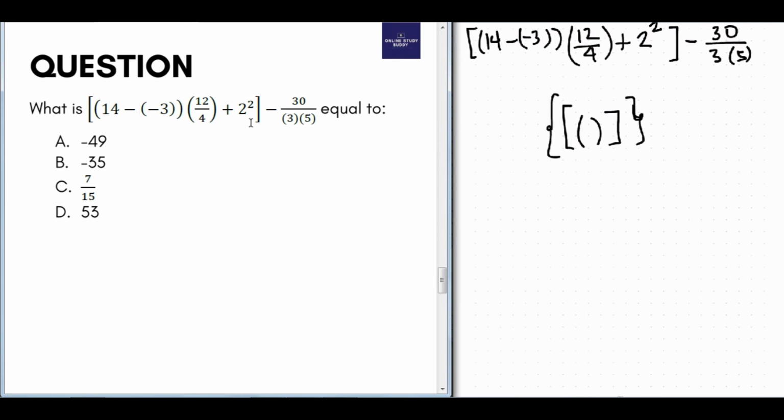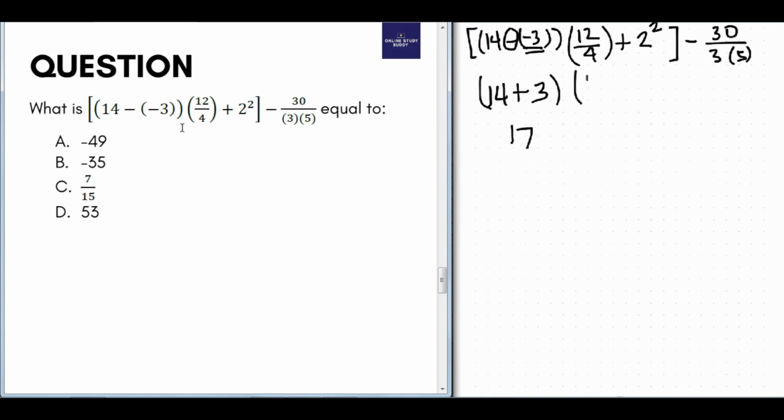Tapos, if kailangan mo pa rin i-enclose sa parenthesis yung square brackets, you will use curly braces. So, in this case, meron tayong brackets sa left, tapos inside nun, meron pa tayong parenthesis ng 14 minus negative 3. So, ibig sabihin, 14 minus negative 3, yun yung una nating ipaperform. So, we will have 14, then convert minus to plus, then reverse the sign of negative 3, positive 3, so 14 plus 3 is equal to 17. And then, nakamultiply siya sa 12 over 4.